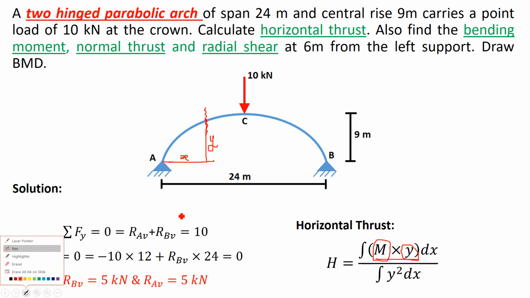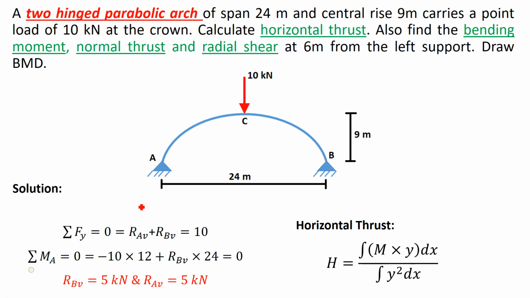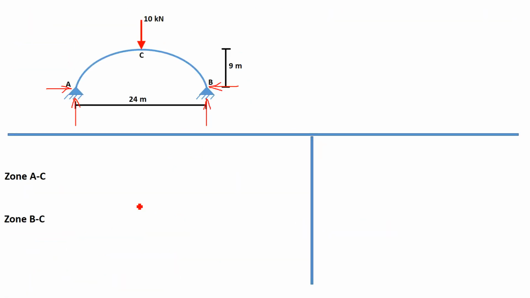Now for this problem, suppose we select one point here. Its vertical distance is y, and this is the x distance. This is x and this is y. Vertical reactions we already determined: this is 5 kilonewton and this is 5 kilonewton. Now our question is to find out the horizontal thrust, that is H, this one.